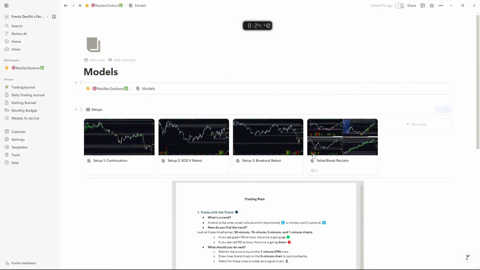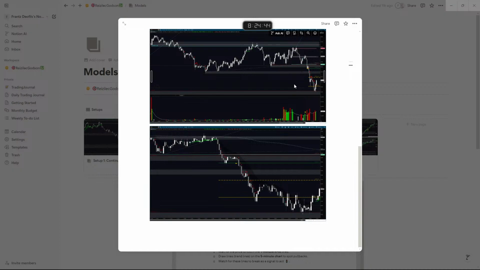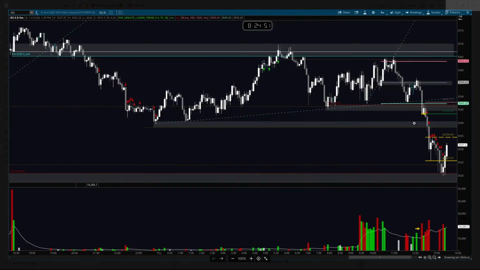So that one there, I do have to set up the things there. Breakout retest, kind of like what you saw with the other one. So we can see you have selling pressure. It's 5 minute, we have selling pressure. Price breaks down with strong volume.